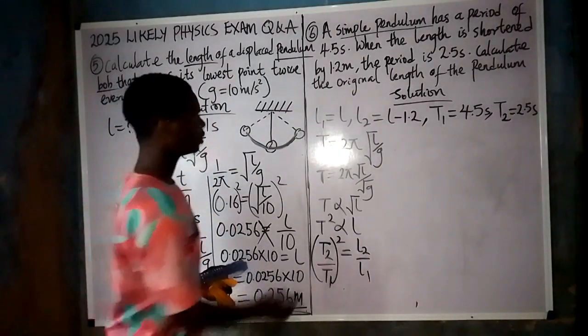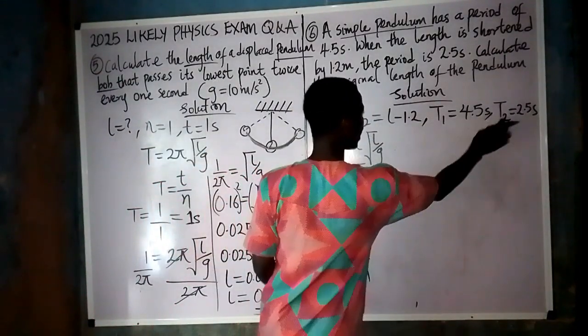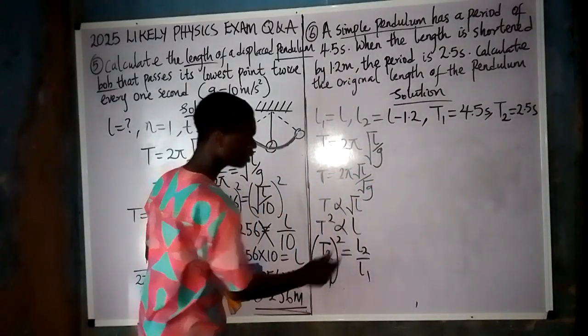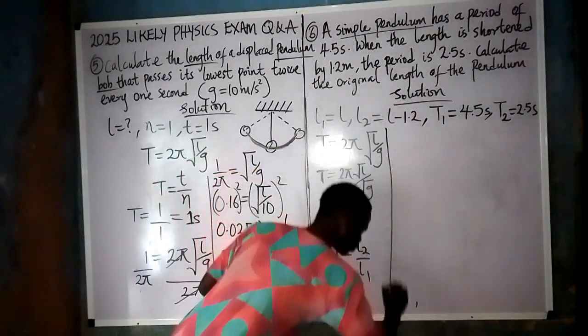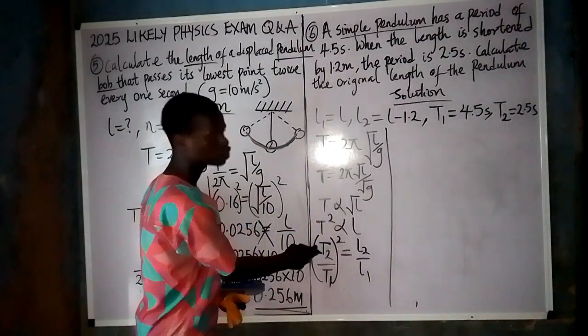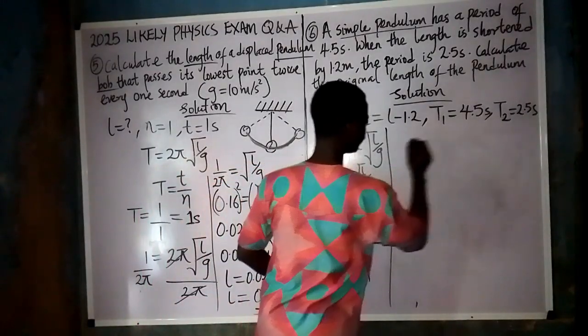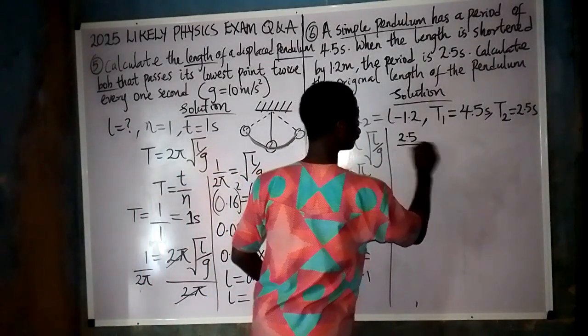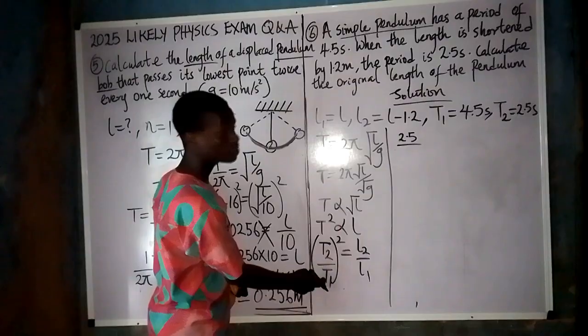What do we now do? Input the values of all you have here into this. So let's continue with this now. In place of T2, what will we put? 2.5. 2.5 over, in place of T1, what will we put?